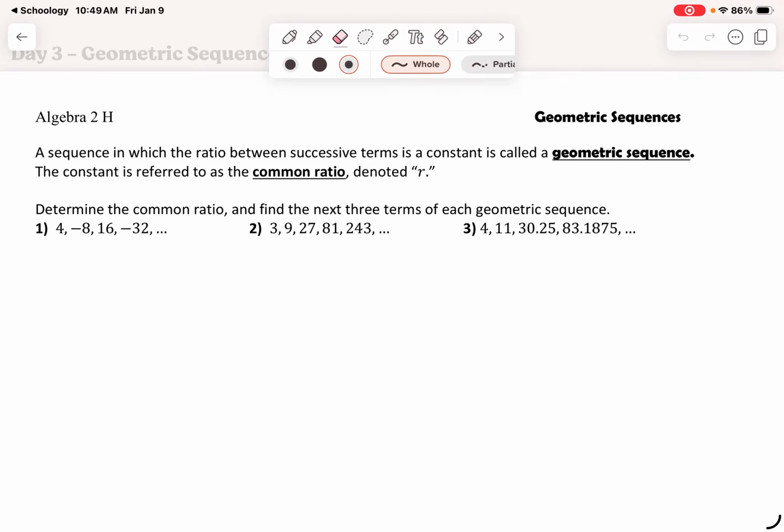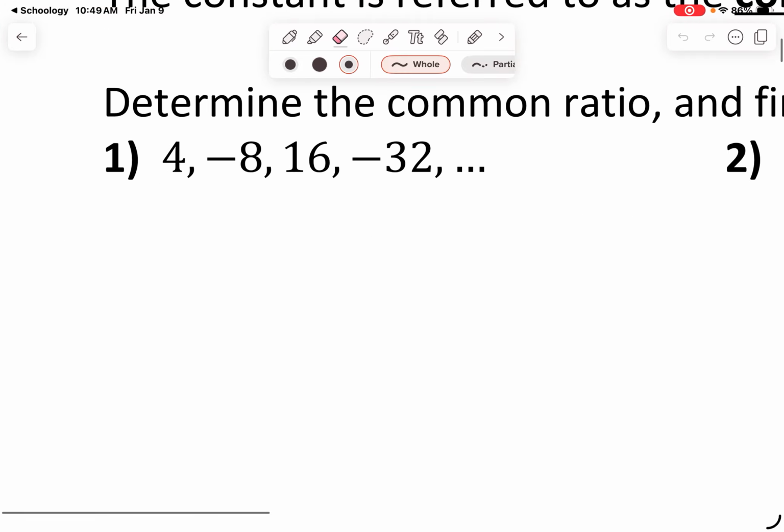So right here it says determine if. Some of these are easy to see and you're like, yeah, I see what the common ratio is. I know what to multiply by to get the next term. But then some are more difficult to see than others, and I'm going to show you how we can find them slightly easier. Okay, so it says determine the common ratio and find the next three terms of each geometric sequence. Okay, so I want to know what I multiply a term by to get the next term, right?